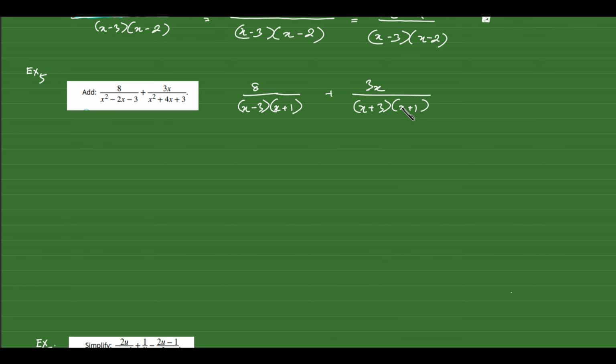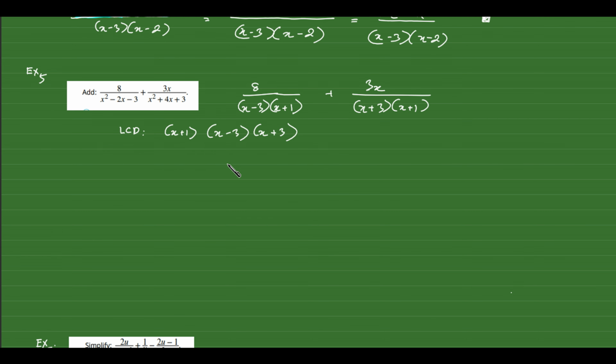Now after you factor out, then you're gonna find LCD. In order to find LCD, you're gonna take all different factor. You look at the denominator, you're gonna take all different factor. X plus 1 is repeated between these two denominators, so you're gonna just go ahead and write one time. X minus 3 is different from x plus 3, so you're gonna take everything. The step of finding LCD is so important because if you get them wrong, then everything will be wrong.